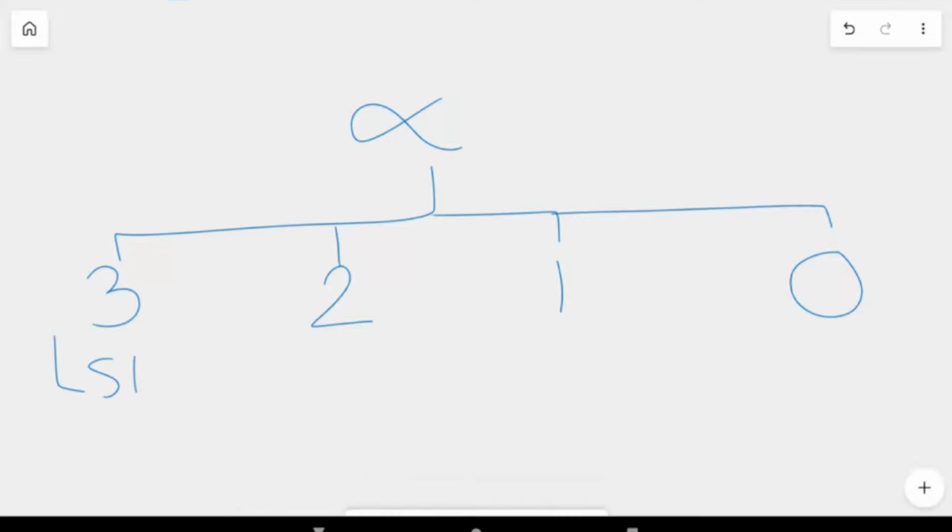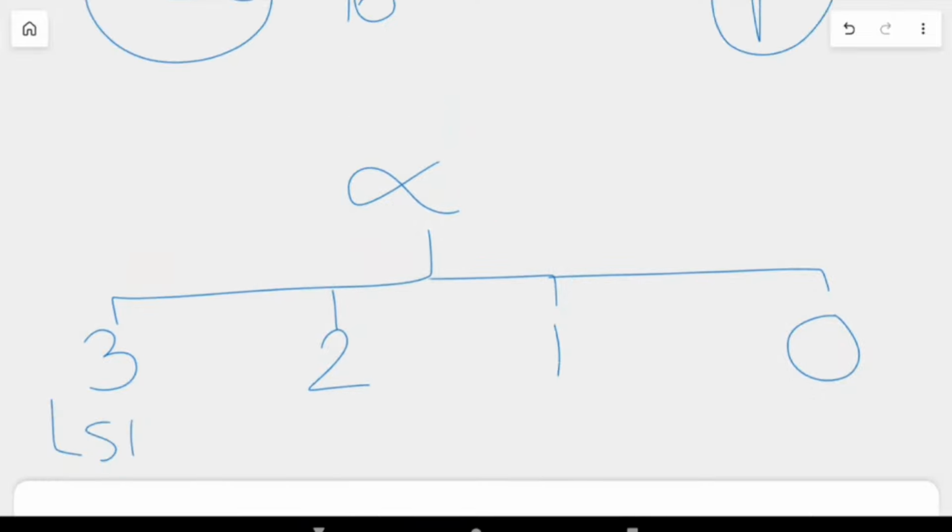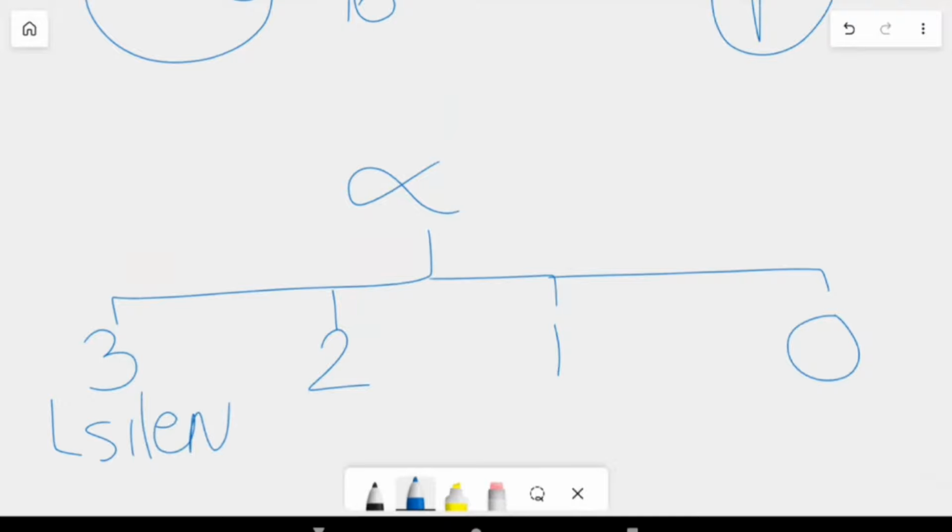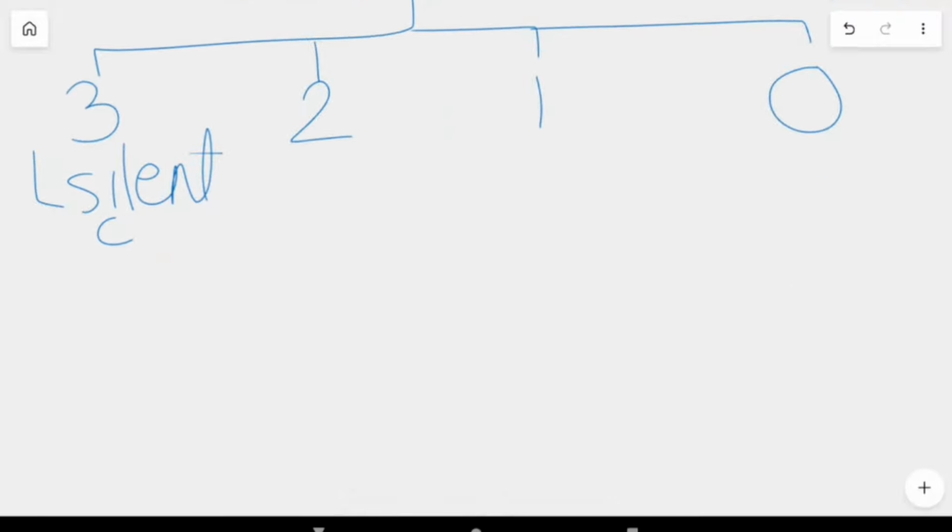If there are 3 genes present, we call it a silent carrier. So the person is a silent carrier if they have only 3 genes. This person will have no manifestations because 3 genes can still compensate for the deficiency of 1. So this person will be almost normal.